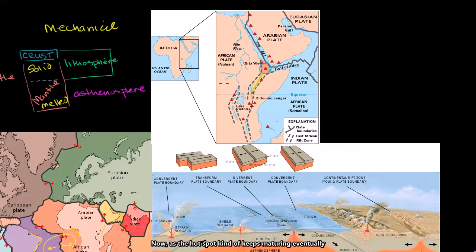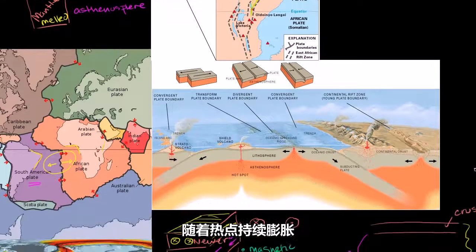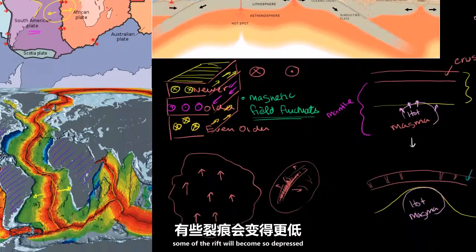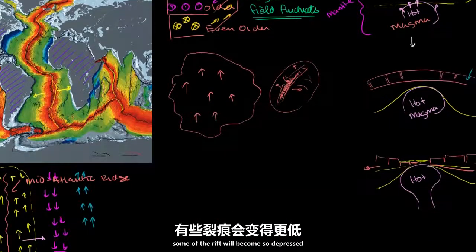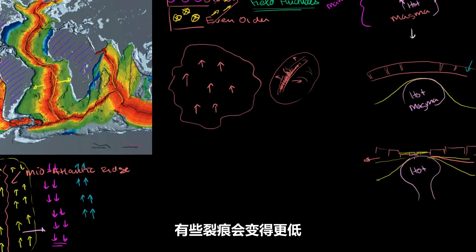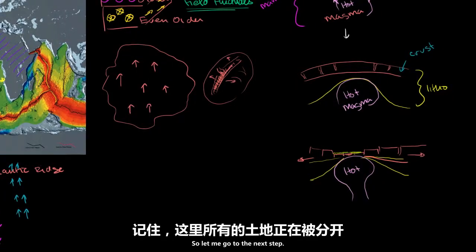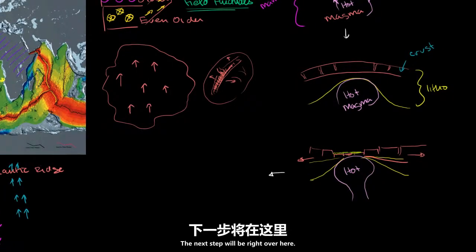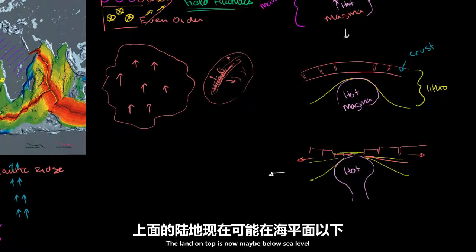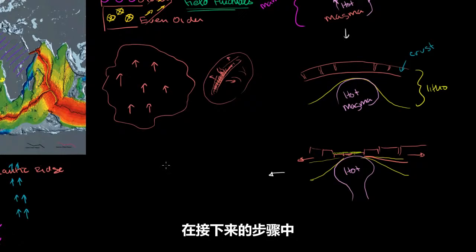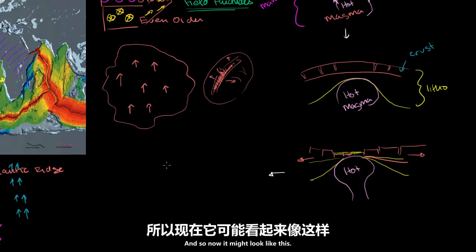Now, as the hot spot keeps maturing, eventually some of the rift will become so depressed that it'll actually be below sea level. Remember, all of this land up here is being stretched apart. So let me go to the next step. The next step will be right over here. The land on top is now maybe below sea level on this next step, and it comes in contact with maybe an ocean or a sea. And so now it might look like this.